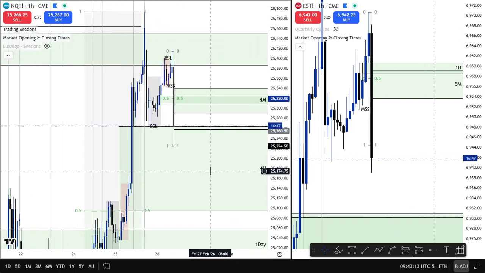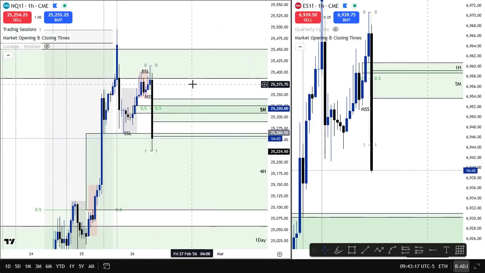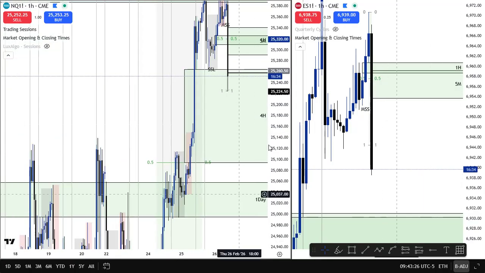For longs, I will need more structure because I want to see rejection from this hourly, and then I will consider entering to this buy side. Otherwise, I'm shorting.